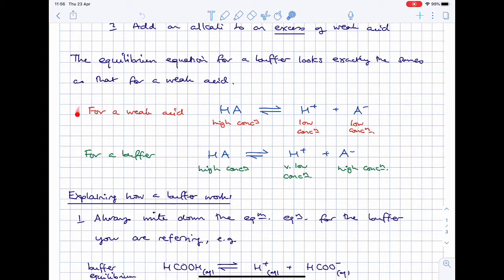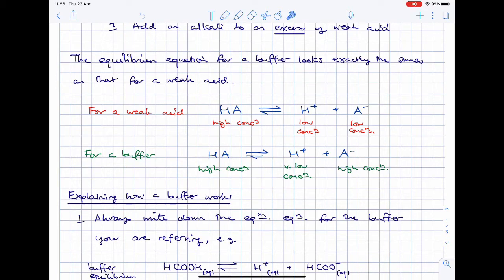We can't use a weak acid as a buffer, even though the equilibrium equation looks identical, because there may not be enough conjugate base in the solution of the acid to accept those added protons. So even though these look identical, a buffer is very different in terms of its components.